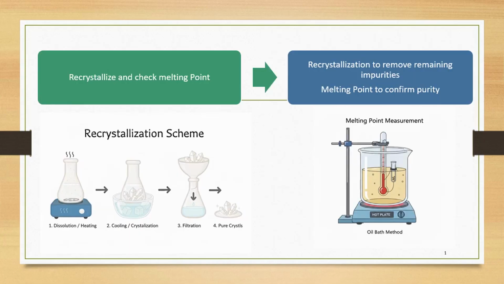Crude caffeine may still contain impurities. To obtain pure caffeine, we recrystallize it. The crude solid is dissolved in the minimum amount of hot solvent, then allowed to cool slowly. As it cools, caffeine molecules arrange themselves into a pure crystal lattice, leaving impurities in the solution. Filtering the cooled mixture gives pure crystals. Purity is then confirmed by measuring the melting point. A pure compound has a sharp, well-defined melting point, whereas impurities lower and broaden the melting range.